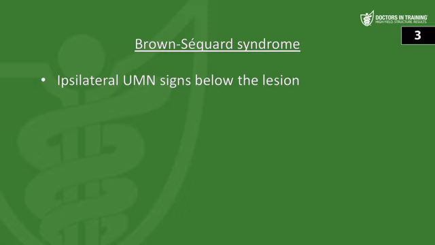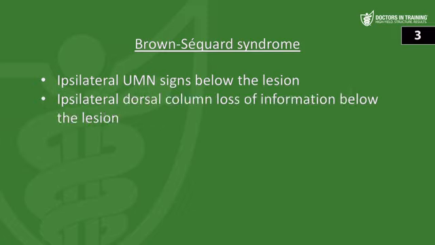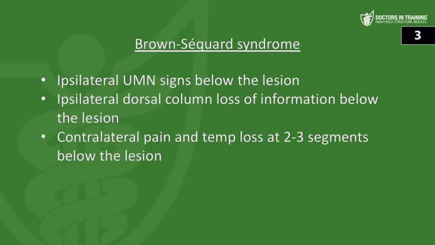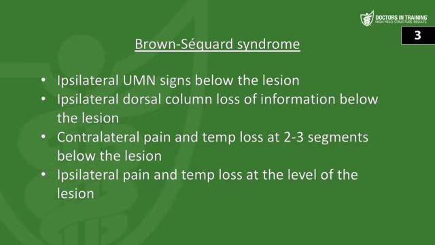First question, what are the findings of Brown-Séquard syndrome? So we just covered this, so let's do it again. So we get ipsilateral upper motor neuron signs below the lesion, ipsilateral dorsal column loss of the information below the lesion, contralateral pain and temperature loss at 2 to 3 segments below the lesion, ipsilateral pain and temperature loss at the level of the lesion. You also have lower motor neuron signs like flaccid paralysis.